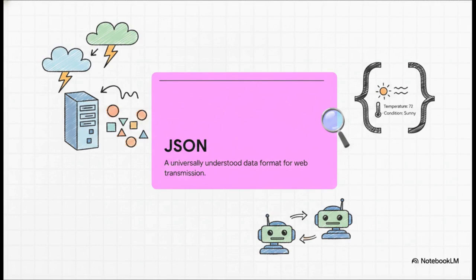Now, what's really interesting about this concept is the sheer universality of JSON. JSON stands for JavaScript Object Notation, but here's the secret. You don't even need to know JavaScript to use it.